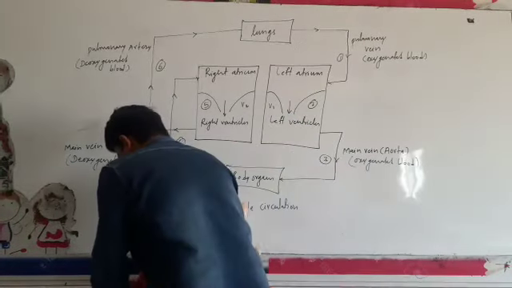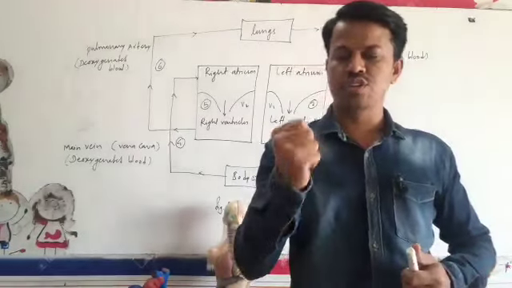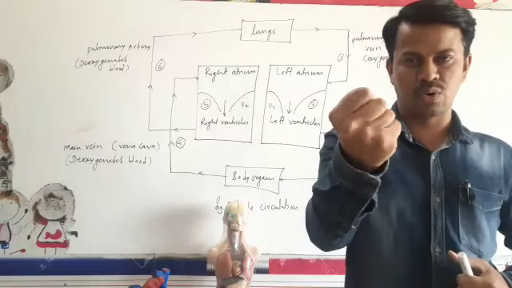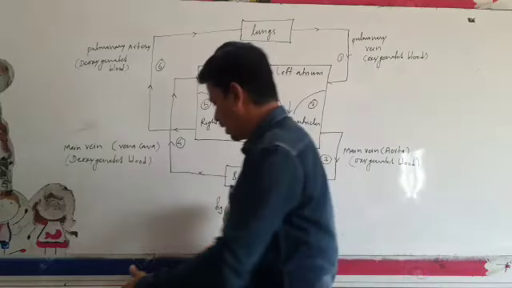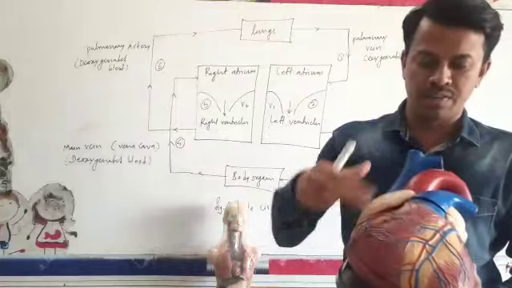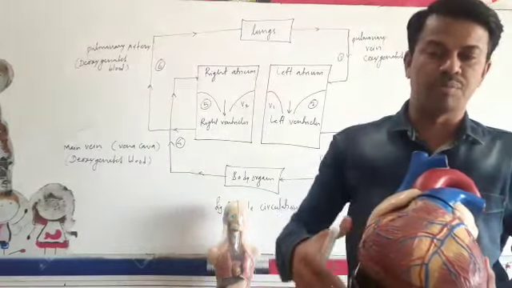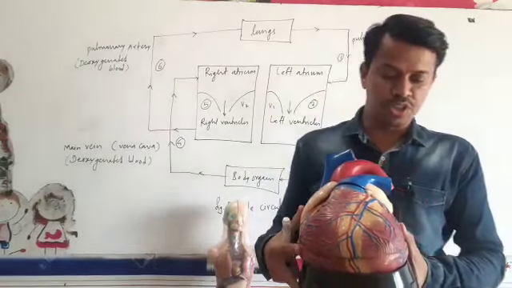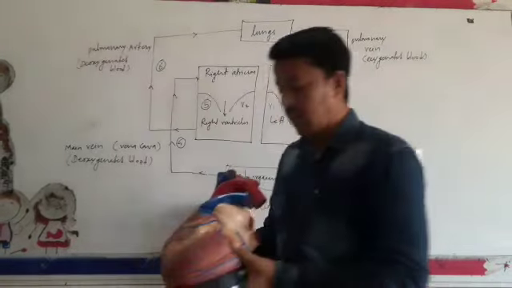Now see here, the size of the heart is about one fist. The membrane of the heart is a double membrane, for protection from mechanical injury. This membrane is called the pericardium membrane. So this pericardium double membrane protects the heart from mechanical injury.